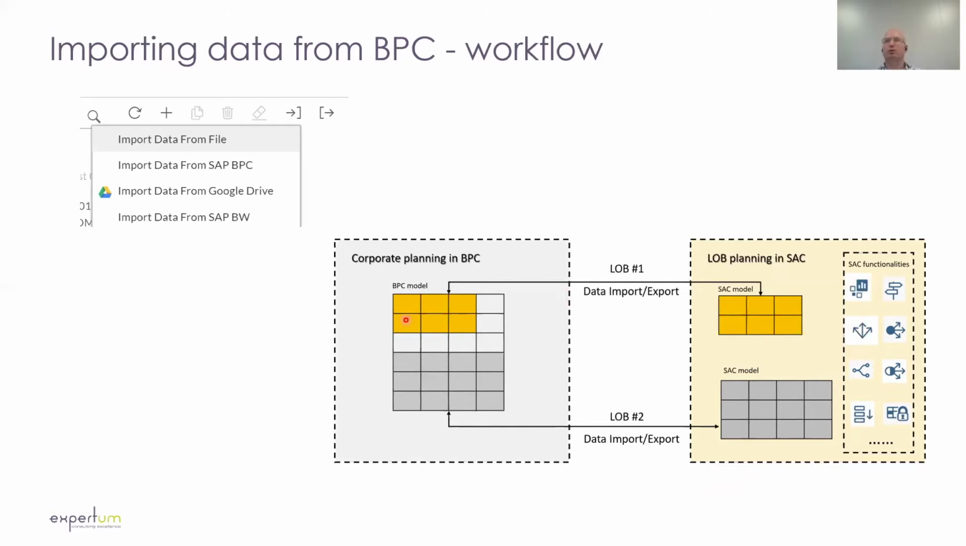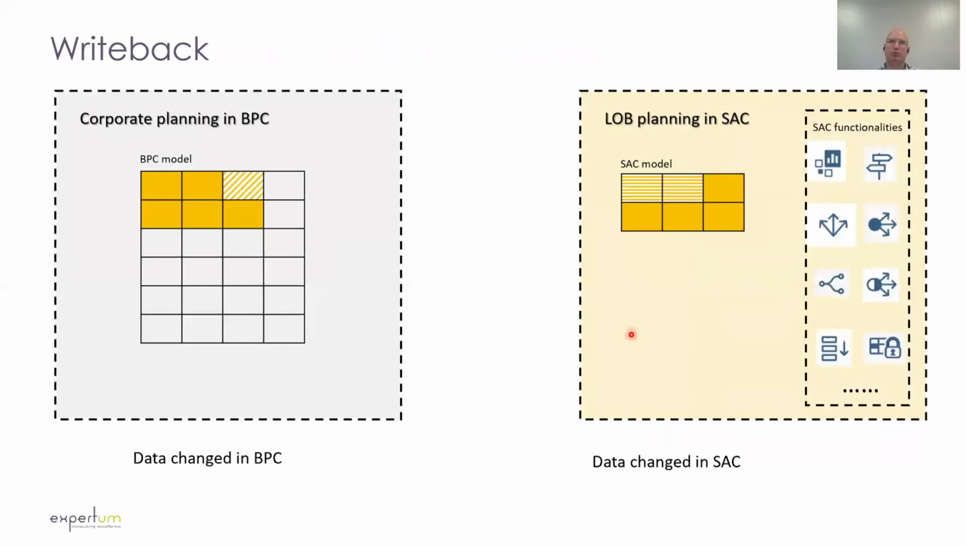And the data is then split, as you can see. This is one BPC model that contains multiple lines of business, and the data for line of business 1 is split into a smaller section. Same goes for model 2. But if we now plan data either in BPC still or in SAC, the data changes from the BPC model to the SAC model. So there needs to be a mechanism to load that data from one model to the other.